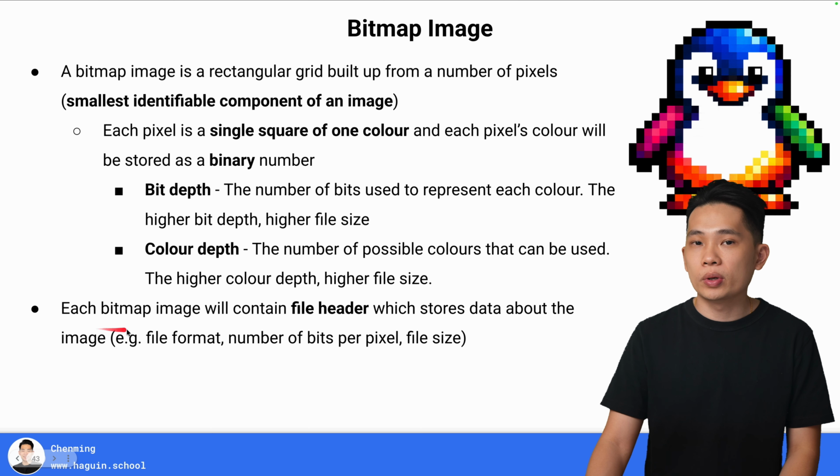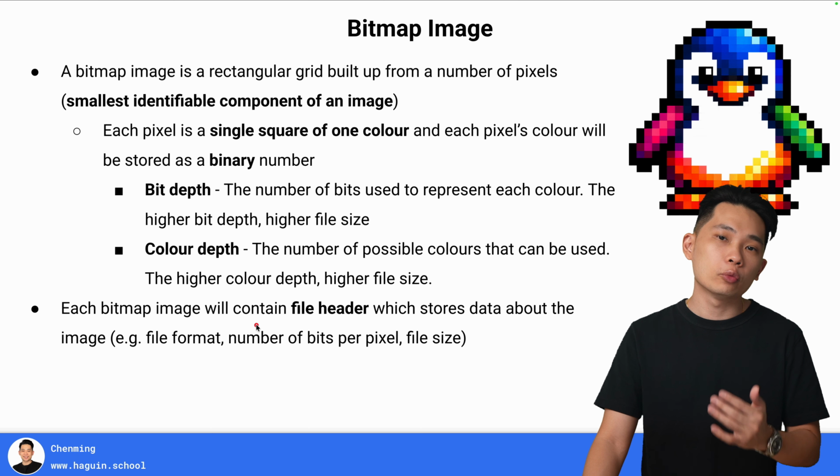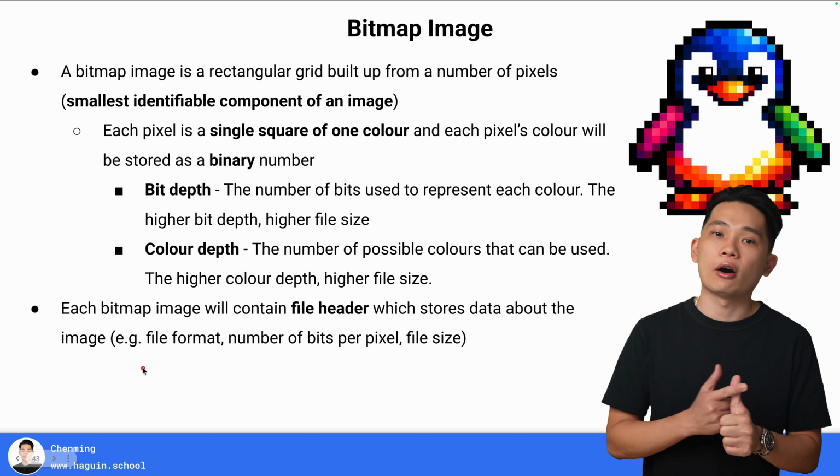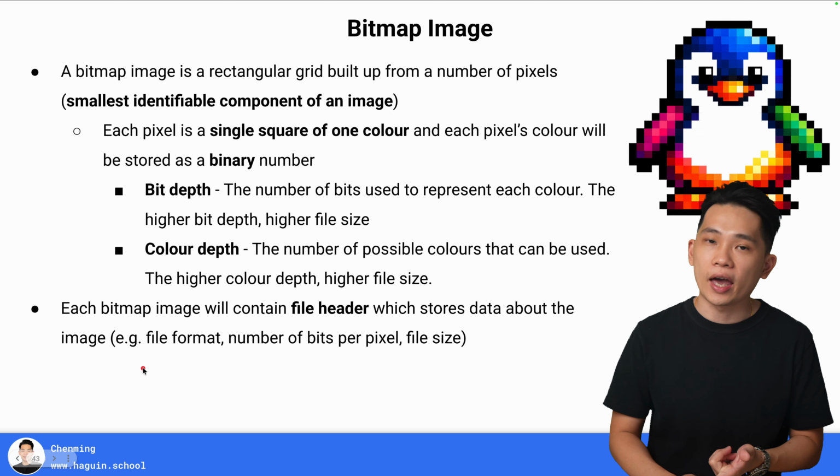And then each bitmap image will contain a file header, which stores data about the image such as file format, number of bits per pixel, and then file size.